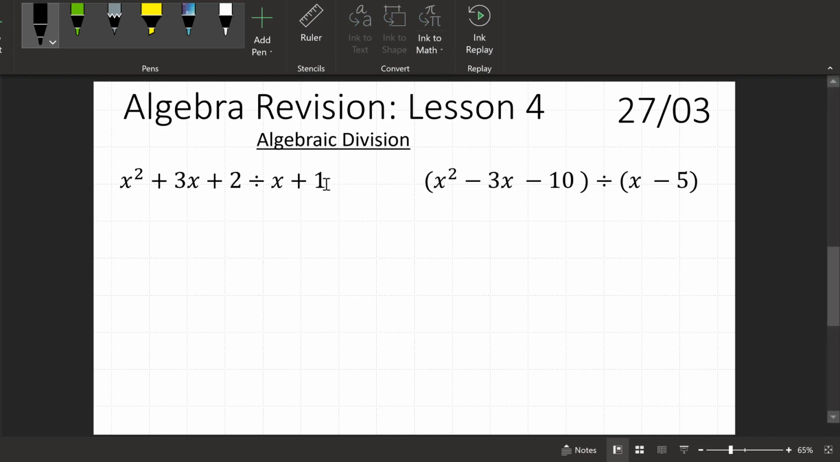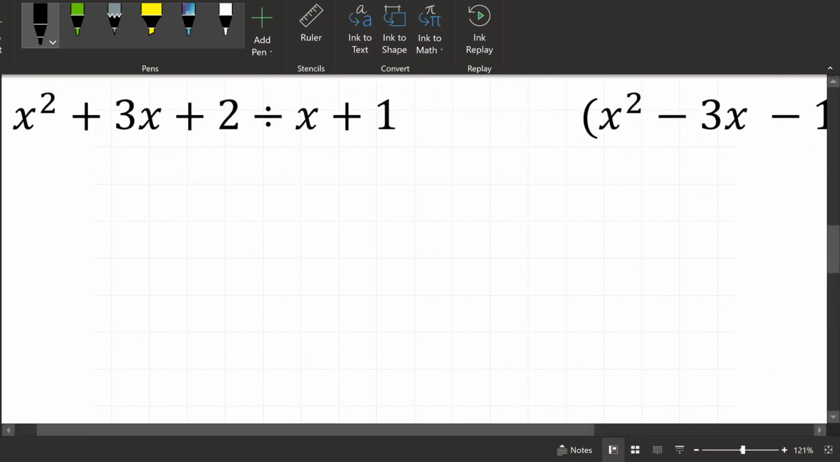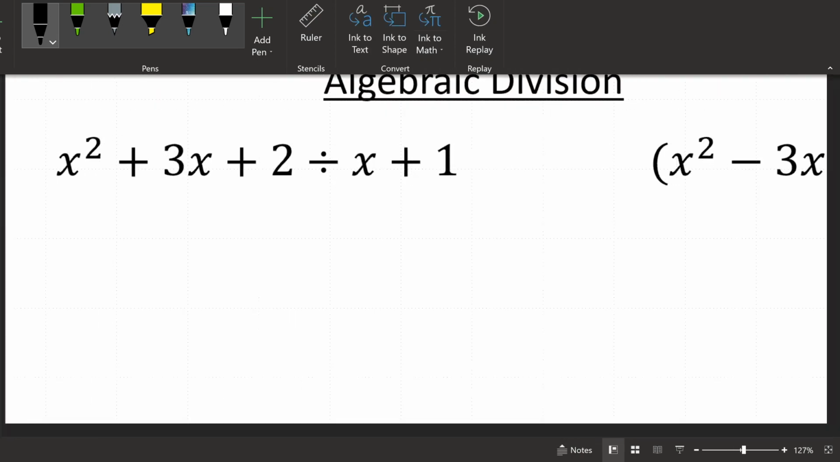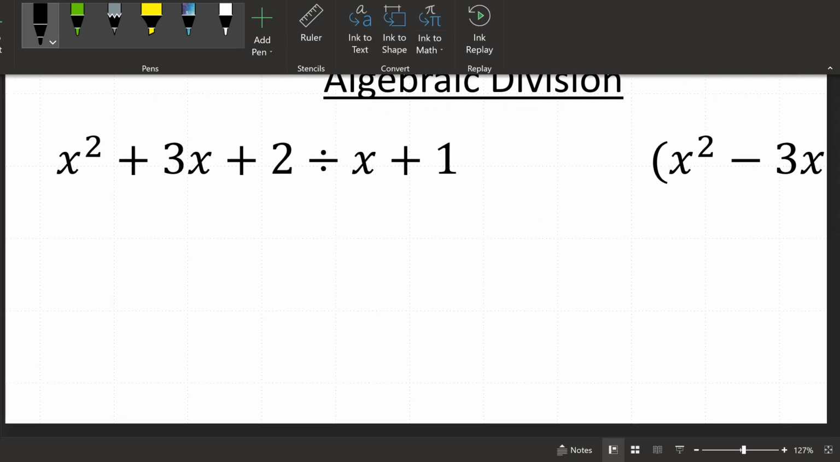So in your textbooks, they're showing up like this. x squared plus 3x plus 2 divided by x plus 1. I don't like the way that they've written that, because if you know your order of operations, which I hope all of you girls do, that's not correct. It should be like this. So there should be brackets around this, and there should be brackets around this.